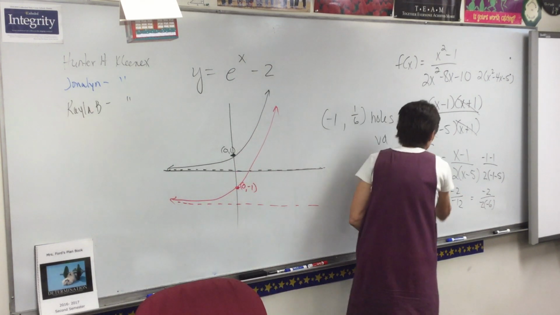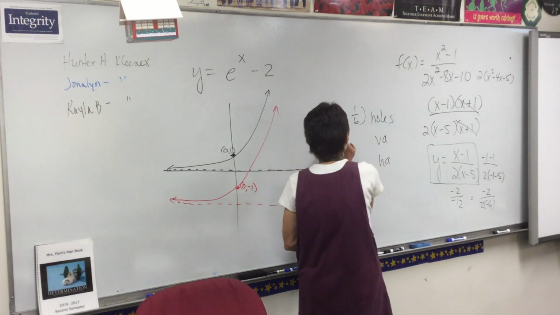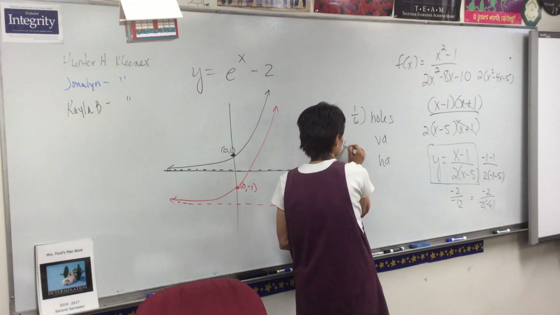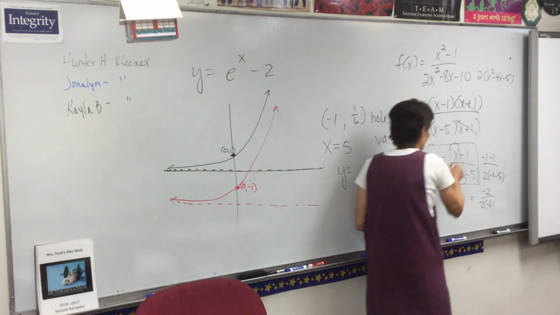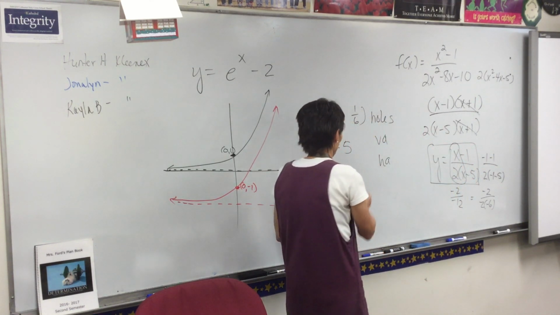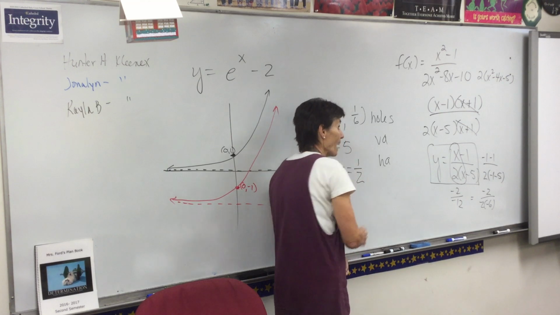Now here's our problem. Do we have a vertical asymptote? X equals 5. Do we have a horizontal asymptote? Y equals 1/2.